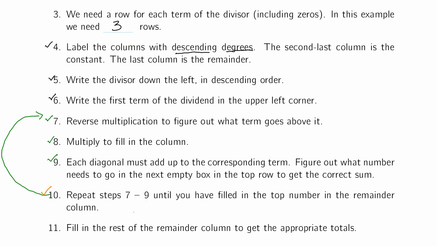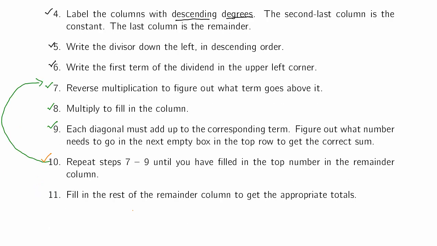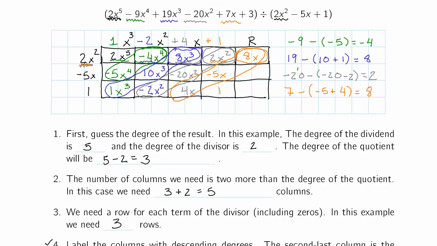Now I fill in the rest of the remainder column to get appropriate totals. So the remainder column, I've got also this diagonal with the constants on it, right? That needs to add up to 3. So I'll take 3 minus, I already have a 1, is 2. I need a 2 in my remainder column.